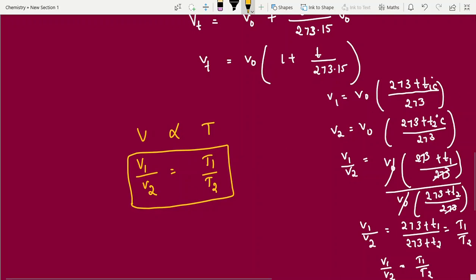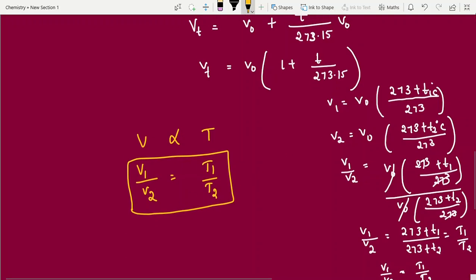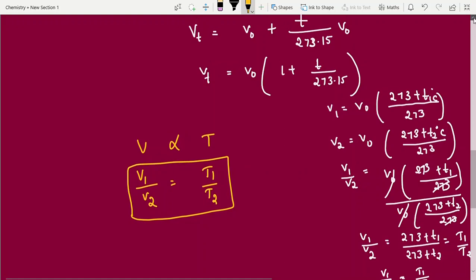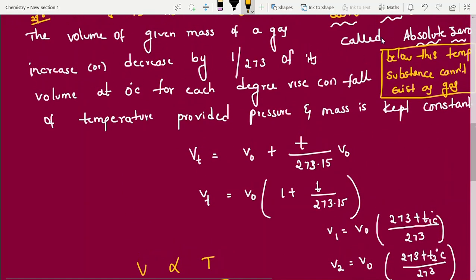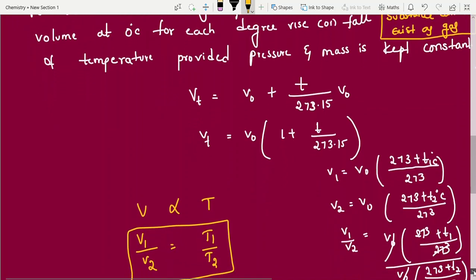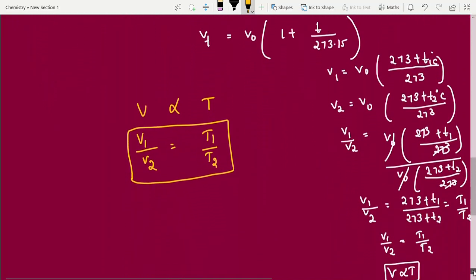Okay, so clear. So what is absolute temperature? Where volume becomes 0, that is nothing but absolute temperature. Absolute temperature is nothing but 0 Kelvin or minus 273 degrees centigrade. After that you can take this expression, simplify V1, V2, and finally you will get V1 by V2 equal to T1 by T2. Now I am going to show the graphs also.